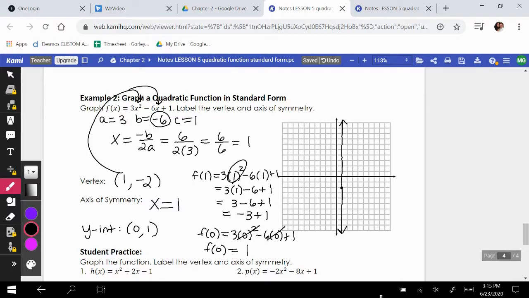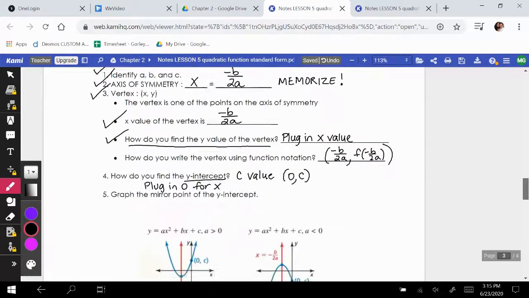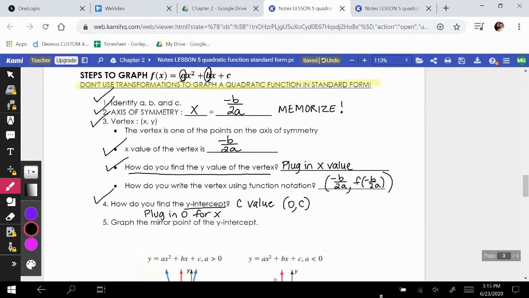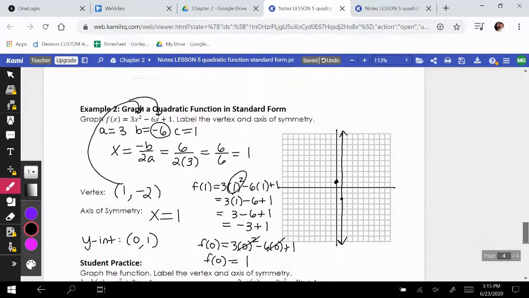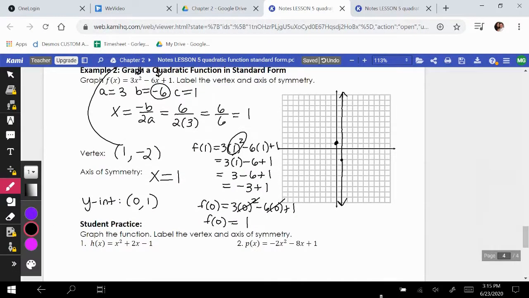There's the axis of symmetry. I'm going to graph the y-intercept, (0, 1). Okay, so that's what I've got so far. And remember, my last step, once I get the y-intercept, is to graph the mirror point of the y-intercept. That's going to help you get the width. So if I mirror this point, or reflect it across the axis of symmetry, I would get this point right here. See how that gives us a width of the parabola?